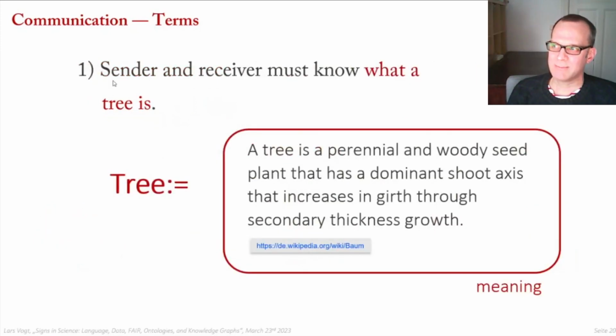So two types of information are essential for that to work. The first is that the sender and the receiver must know what a tree is if we talk about tree. So here is an example of a definition of what tree could mean. It's from Wikipedia, so it's more technical. A tree is a perennial and woody seed plant that has a dominant shoot axis that increases in girth through secondary thickness growth. That's probably not what you usually think about when you hear the term tree, but it is one definition of the term tree and provides meaning to that term.